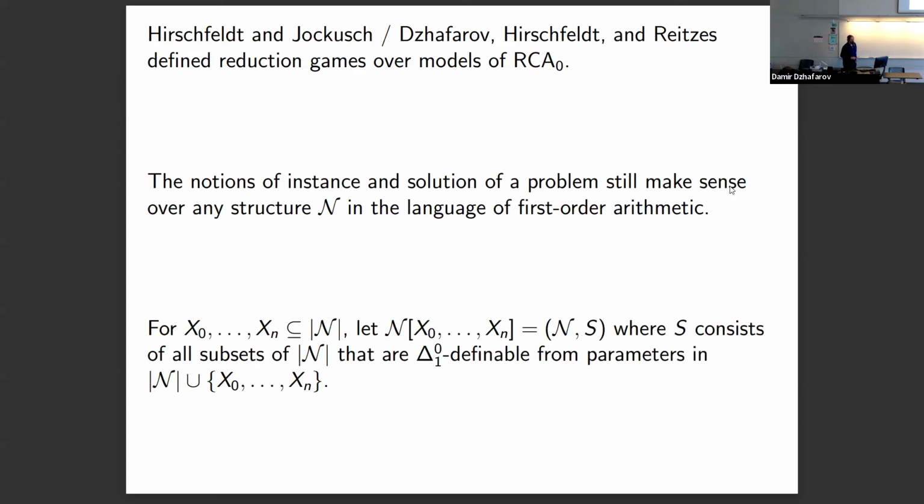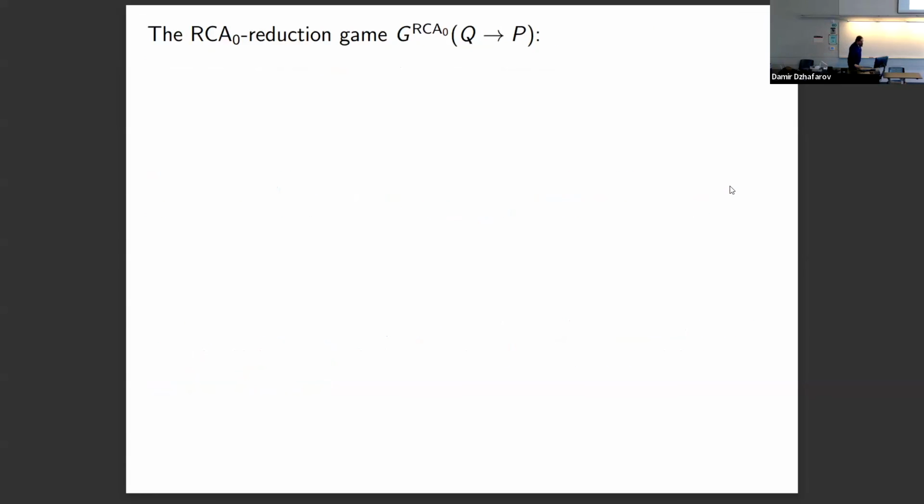Since I'm working with Delta^0_1 definability instead of computability, just as a notation, if I have these subsets X_0 through X_n of a particular first order structure N, then N[X_0, ..., X_n] means the first order part is N, and the second order part is everything that's Delta^0_1 definable from the given sets. So it's like closing under computability, except Delta^0_1 definability to be precise. And now I can play exactly the same game that I played before, except over possibly non-standard models.